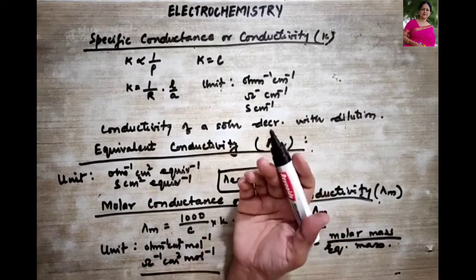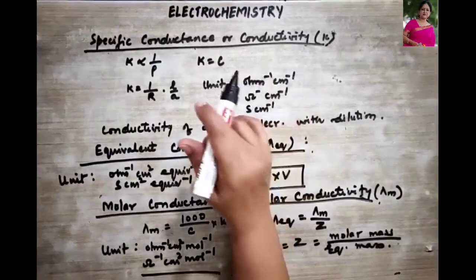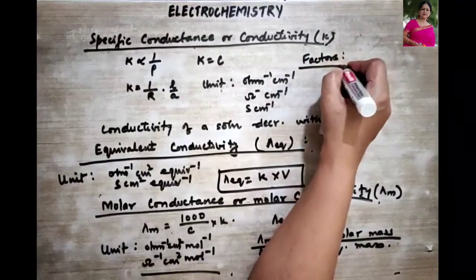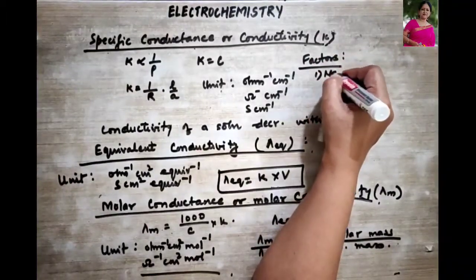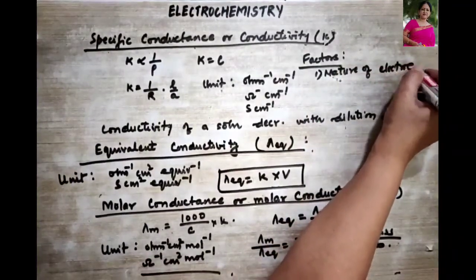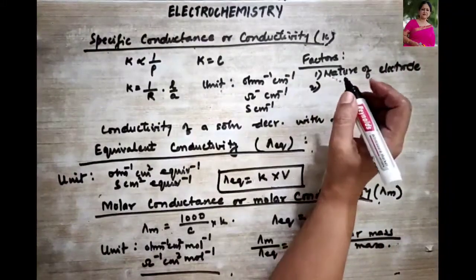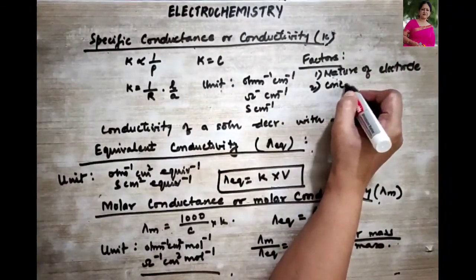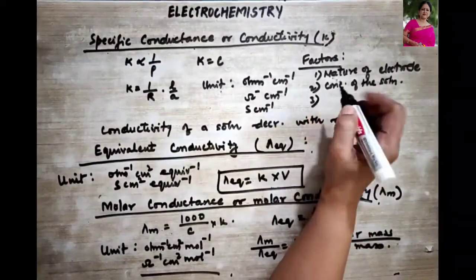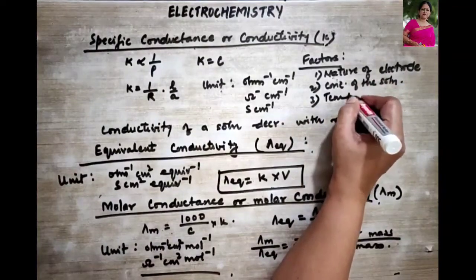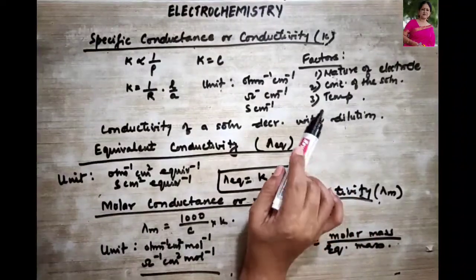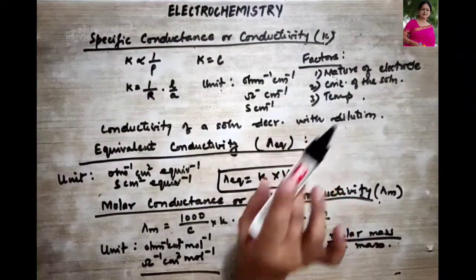Right? Now what are the factors on which the conductance depends? Number one, the nature of the electrode. Second, they also depend upon the concentration of the solution, and thirdly, they also depend upon the temperature. Clear? So these are certain factors on which the conductance depends.